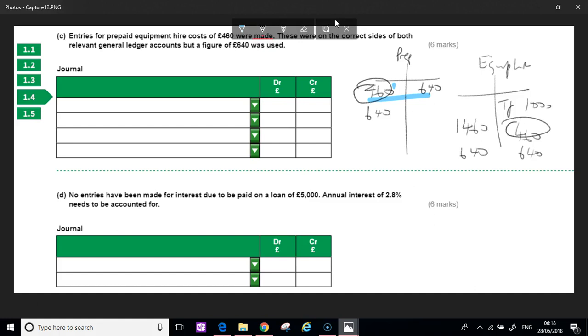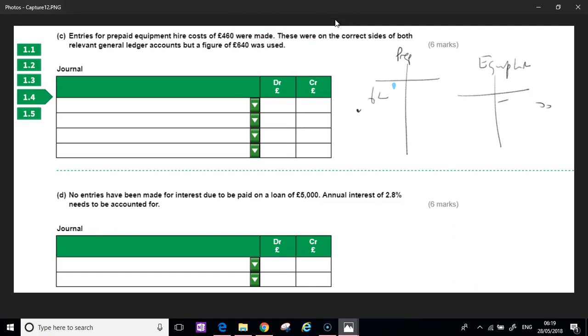So currently in here, the first thing I have is this. This is what I did. I'll use a highlighter just to show you. Oh well, let's just start again. There's no crime. I'm sure you understand what I'm doing anyway. So this is what you did: 640 here and 640 here. That's wrong, it should be 460. So what do I need to do? I need to take it out of equipment and here. So equipment, take out the 640, and prepayment, take out the 640. Then I need to put the right figure in. So prepayment, put in the 460.